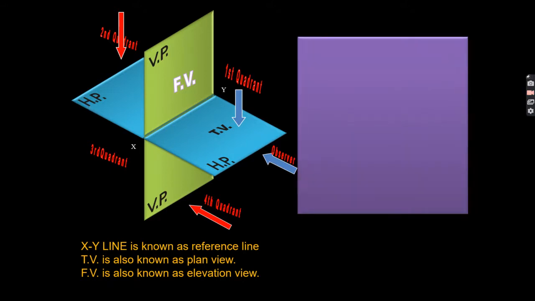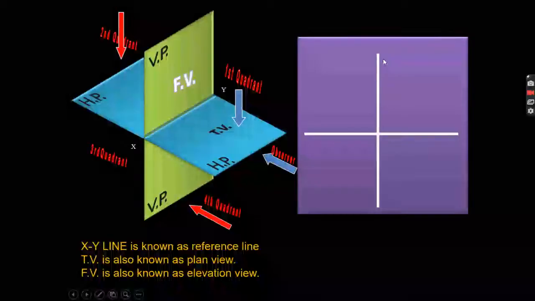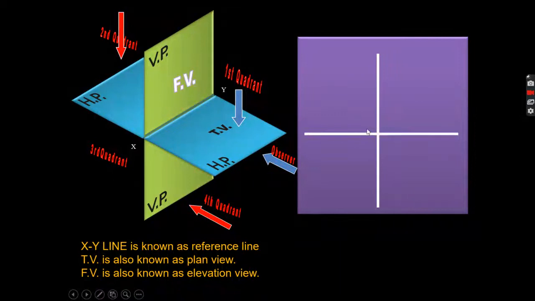And in the 2D diagram you can see here, this is nothing but the vertical plane, this is your horizontal plane, and this point is nothing but your XY line, or you can say the reference line.